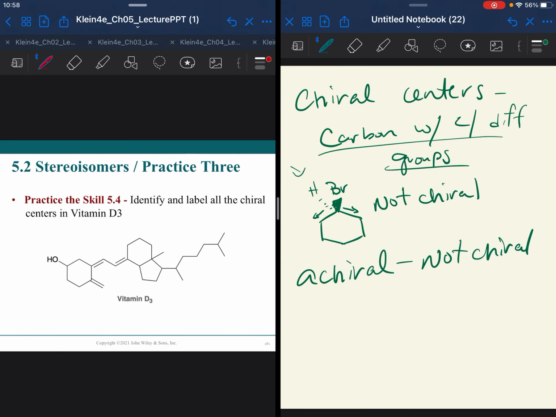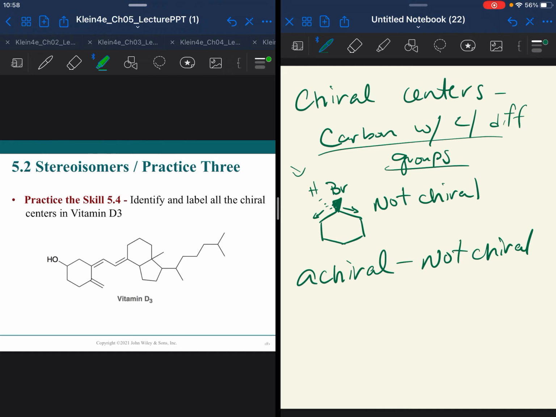Some molecules have a lot of chiral centers, especially large biomolecules. Here we're looking at vitamin D3. We are being asked to identify the chiral centers. I'm going to go quickly, but pause here and try this on your own. Anything that's a CH2 is automatically not chiral, right? H2, 2 of the things are the same.